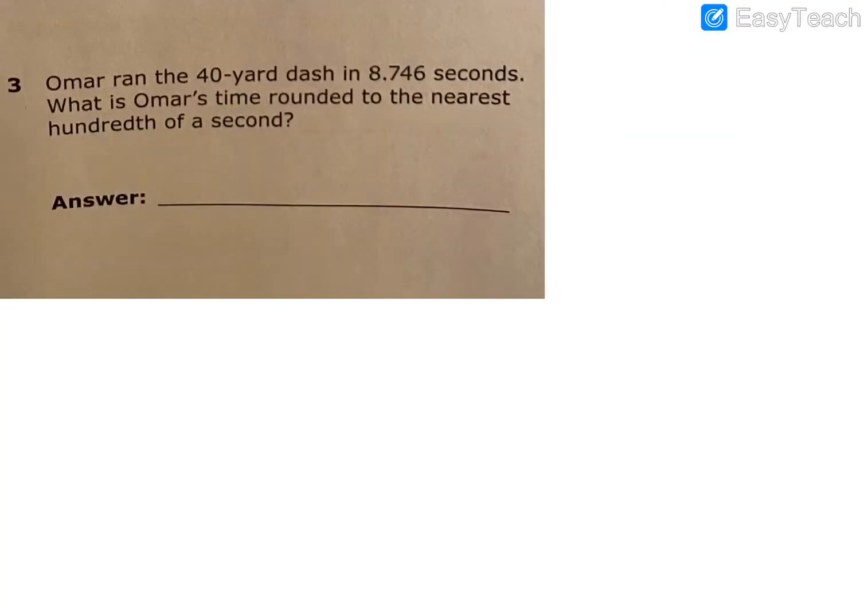The next problem says that Omar ran the 40-yard dash in 8.746 seconds. So that number is going to be important. What is Omar's time rounded to the nearest hundredth of a second? And again, if you are still unsure of your place value, you can always refer to your place value charts, but we always have the ones here.